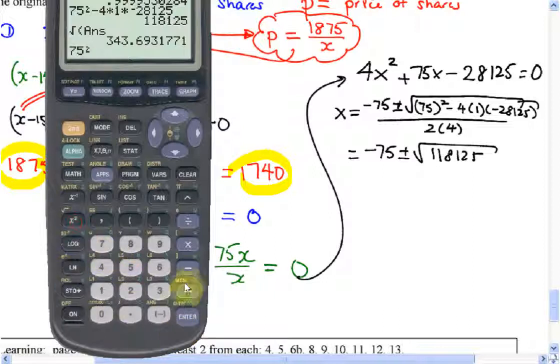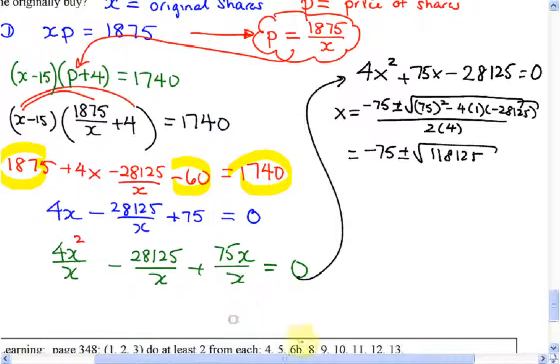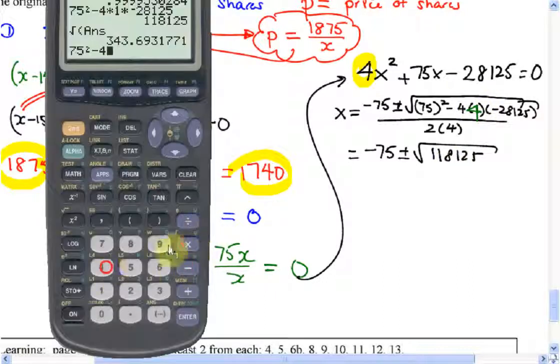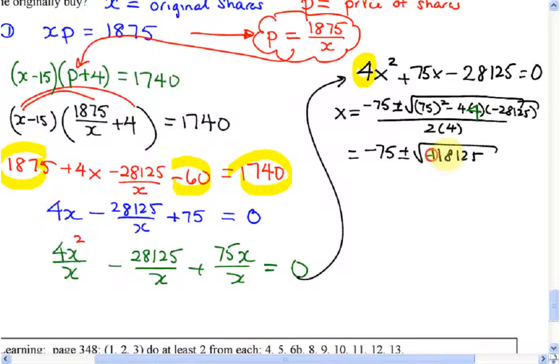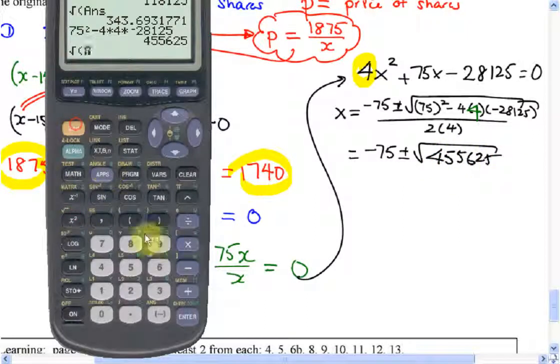75 squared? Ah, yes, A is not 1. I'm trying to be a grade 11. These are the typical mistakes people make. A is not 1, it's 4. Thank you. 4 times 4 times negative 28,125. That looks better. 455,625. That's what I was expecting, because I think that square root is a nice number. Yeah, 675.